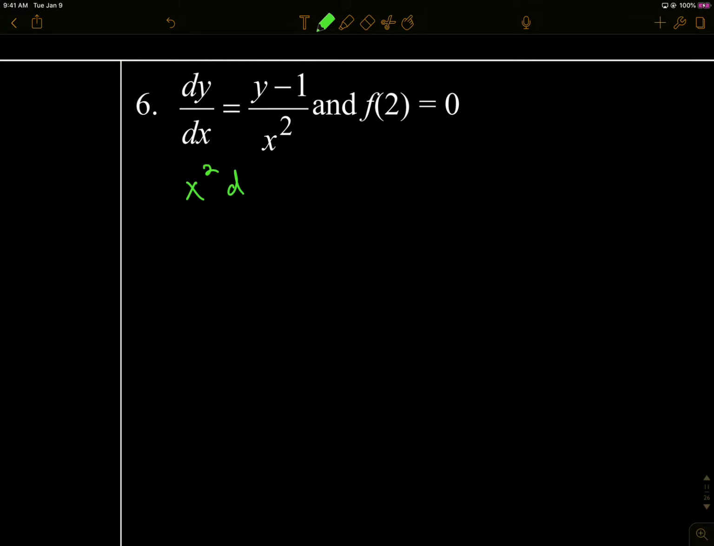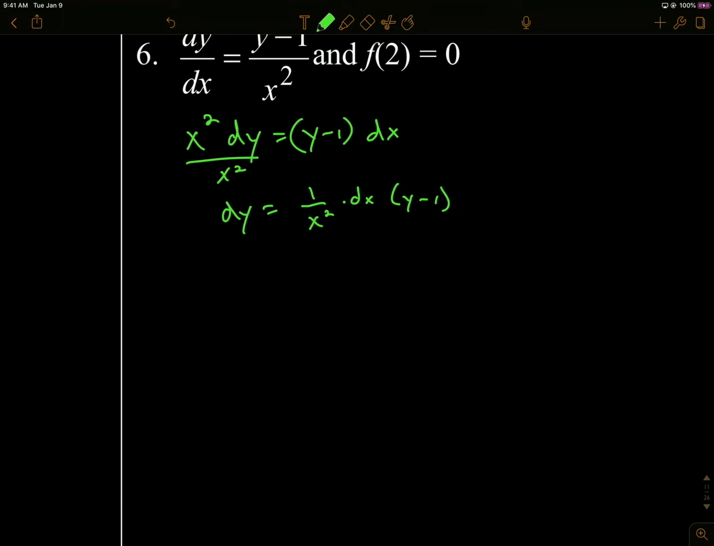I separate my variables. This one's a little trickier because we'll see what happens when we try to separate the variables here. We got to watch out. The variables are kind of crossed up. So we got x squared dy equals y minus 1 times dx. So then we're going to divide both sides by x squared. So we'll get dy equals 1 over x squared times dx times y minus 1. And then I'll divide both sides by y minus 1. So I'll get 1 over y minus 1 dy equals 1 over x squared dx.